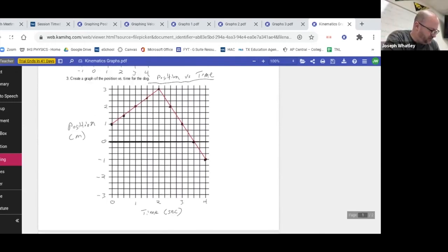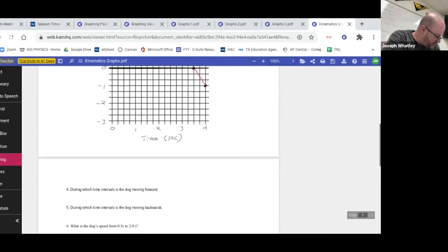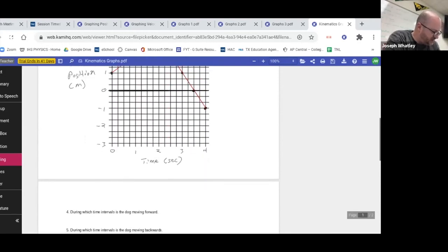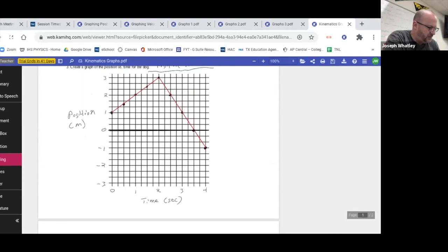Let's see. What is the dog's speed from 0.5 seconds to 2 seconds? So we want to know the slope of that line. And what did we get? 1 meter per second. That's what I got as well. We click over and make sure.